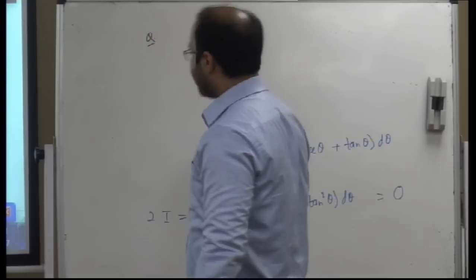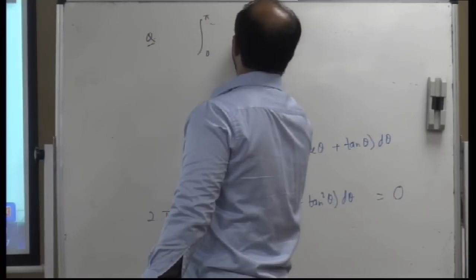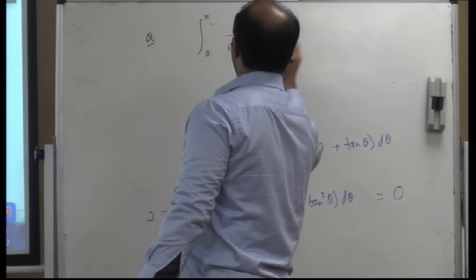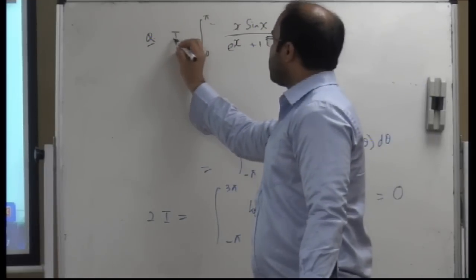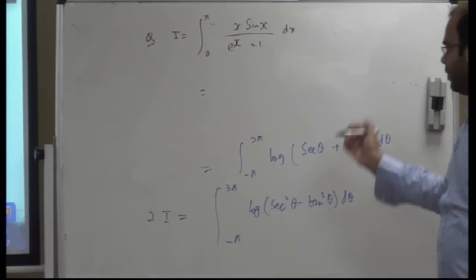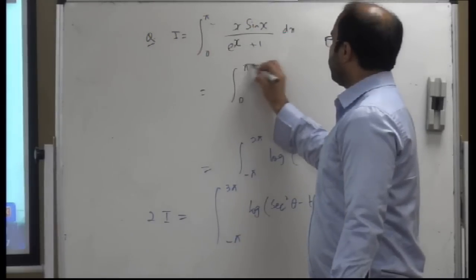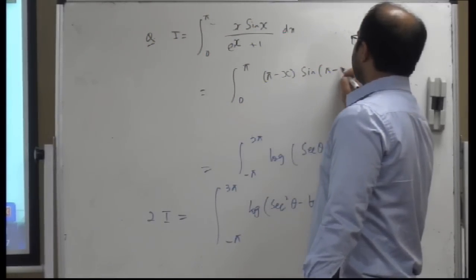Integral of x sin x from 0 to pi upon e to the power x plus 1 dx. This is again I. What we do here? Pi minus x, as we are doing the property. Integral from 0 to pi, pi minus x, sine of pi minus x.